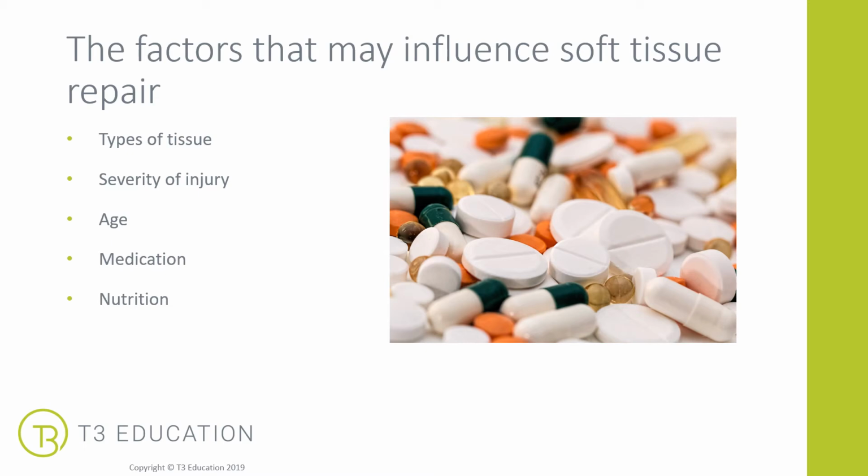Next is age. The repair process for older clients will generally take longer to complete than for younger clients. Medication. Although anti-inflammatories may help relieve the symptoms, inflammation is vital for the repair process of soft tissue. This means that taking drugs such as non-steroidal anti-inflammatories, so NSAIDs, may actually slow down the repair process. And lastly, nutrition. An adequate supply of nutritionally rich food containing proteins is vital for the repair of soft tissue. So nutrition is a really important factor to help support the repair process, which we talk about in the nutrition module.